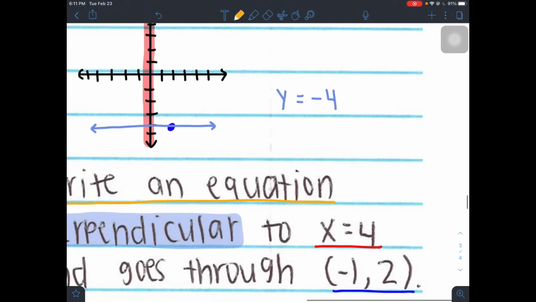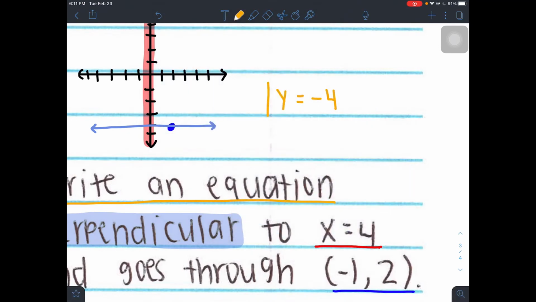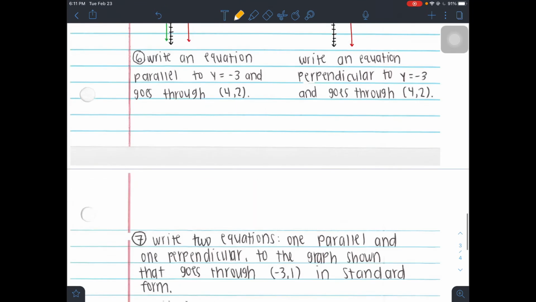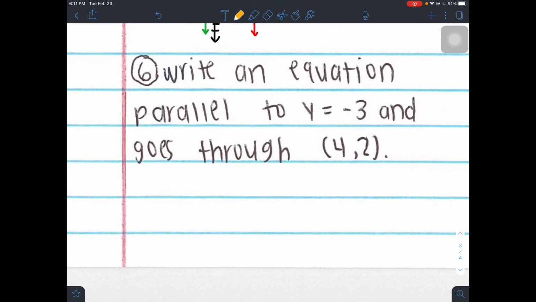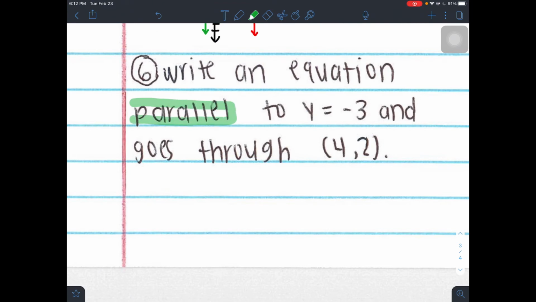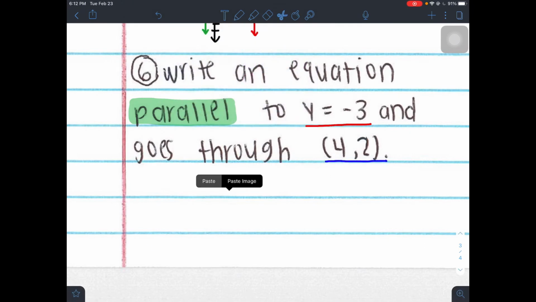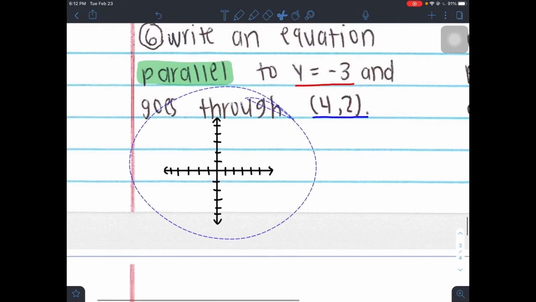All right, moving on. Oops, I just realized I did this in the wrong color. All right. Next one, write an equation parallel to y equals -3 and goes through 4, 2. Okay, so let's go ahead and highlight our information. We want it parallel to y equals -3, so we have a different equation here, and then we want it to go through the point 4, 2. So go ahead and paste a graph here.